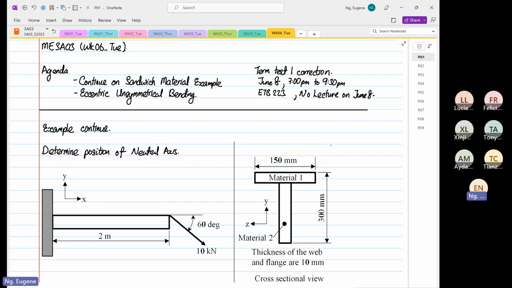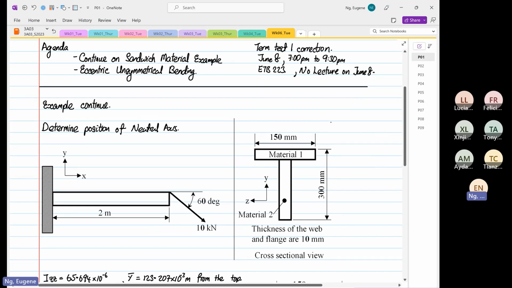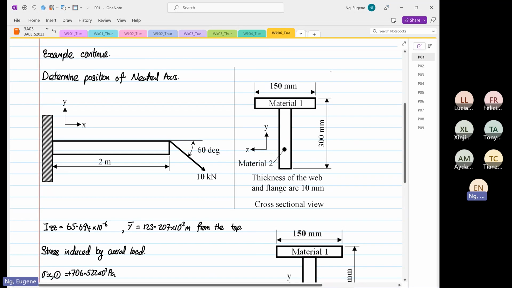So today we're going to continue the example on sandwich material. So we are going to determine the position of the neutral axis, okay. So we did this probably close to 2 weeks ago now. So just to quickly recap, this material over here is under both axial loading and bending moment due to the tilted 60 degrees from the horizontal 10 kilonewton load.